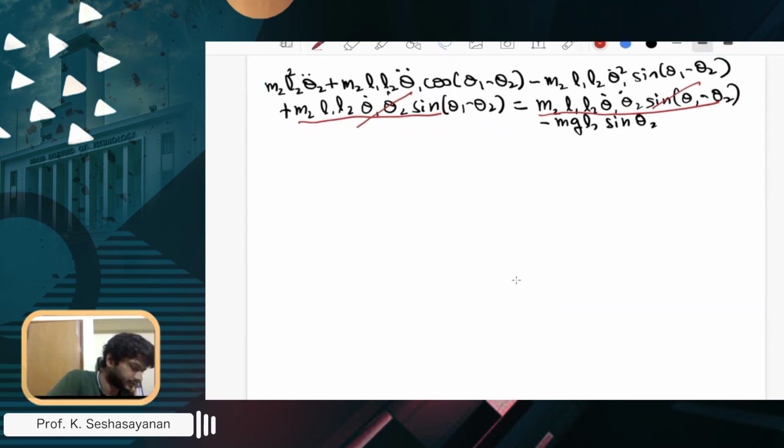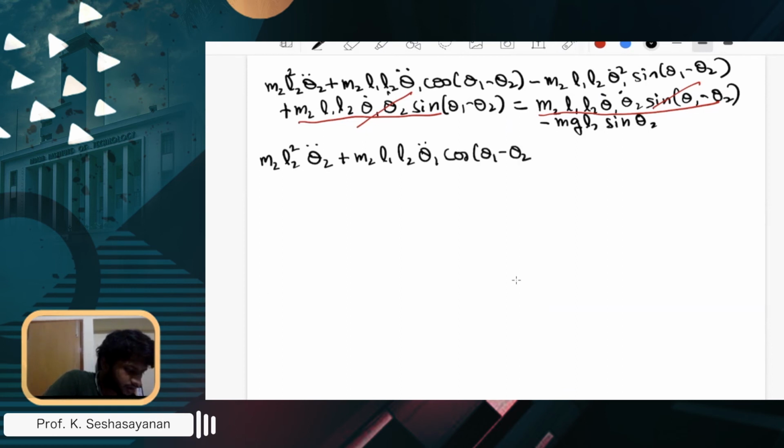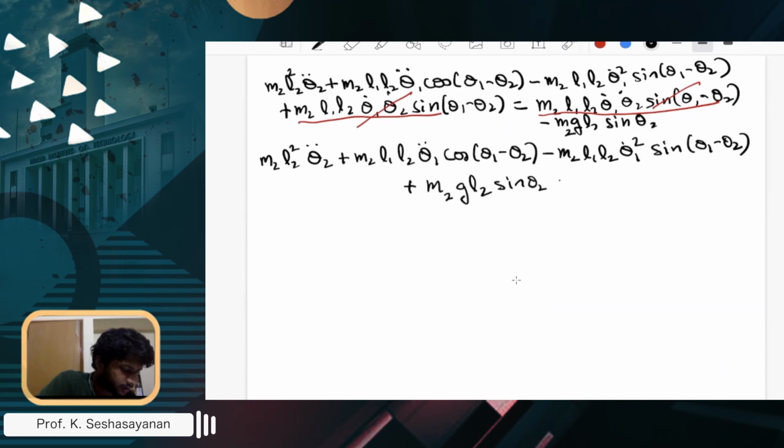So from here we get m2 L2 square theta 2 double dot plus m2 L1 L2 theta 1 double dot cos of theta 1 minus theta 2 minus m2 L1 L2 theta 1 dot square sine of theta 1 minus theta 2. So we can take this to the left hand side. So then you get minus m2 g L2 sine of theta 2 equal to 0.